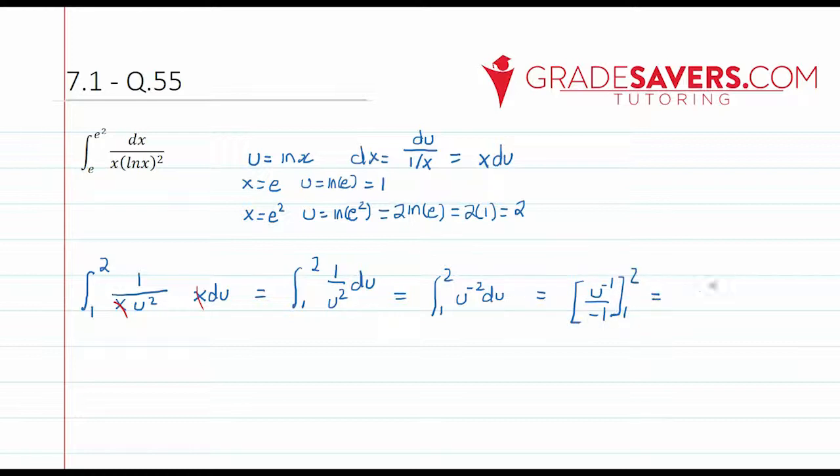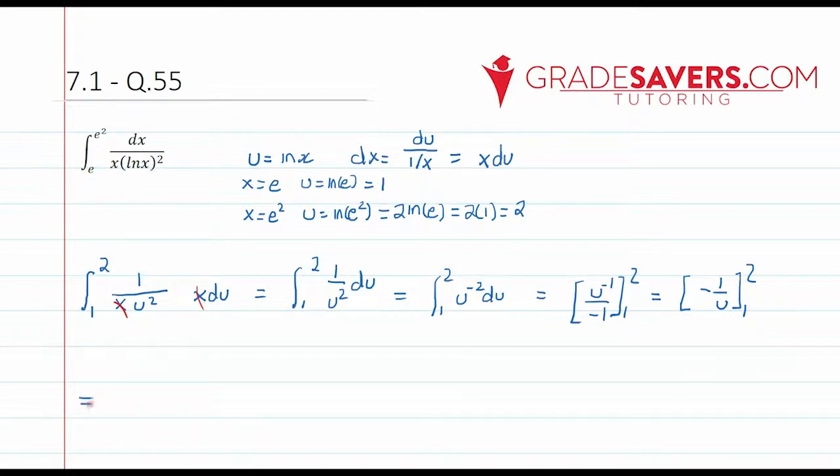Or if we rewrite this, this is equivalent to negative 1 over u, from 1 to 2. U to the power of negative 1, we bring it into the denominator, that's why it's u here, and all we did was bring the negative sign in front.